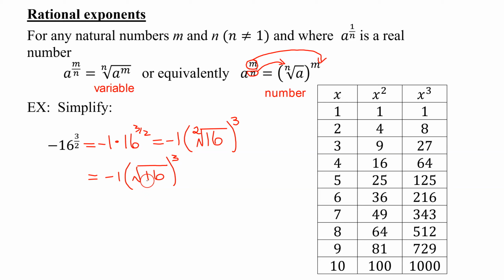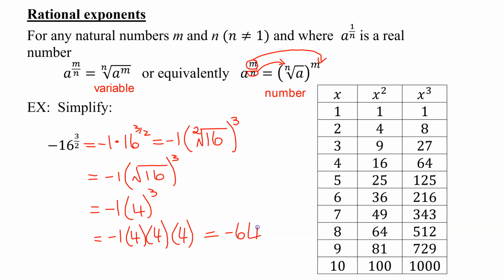So now I have to figure out the square root of 16. 16 is a perfect square, and its square root is 4. So I have negative 1 times 4 cubed. Remember, 4 cubed is 4 times 4 times 4. So 4 fours are 16, 16 times 4 is 64, negative 1 times 64 is negative 64. So my answer is negative 64.